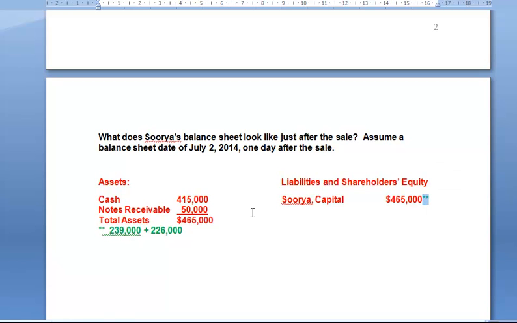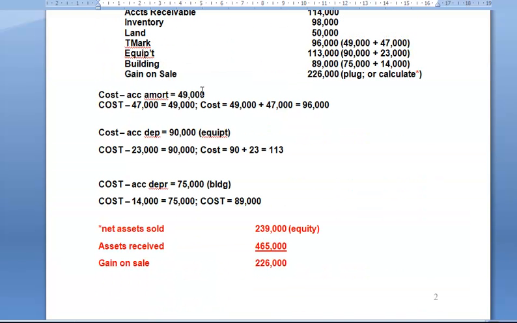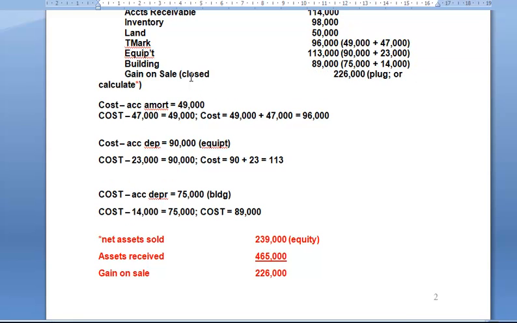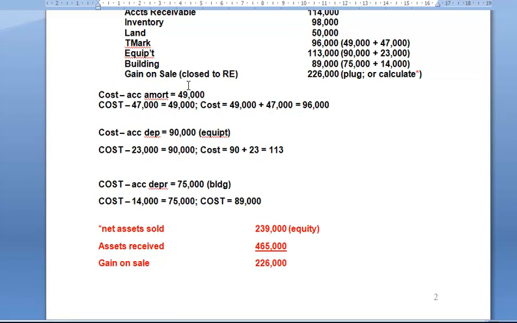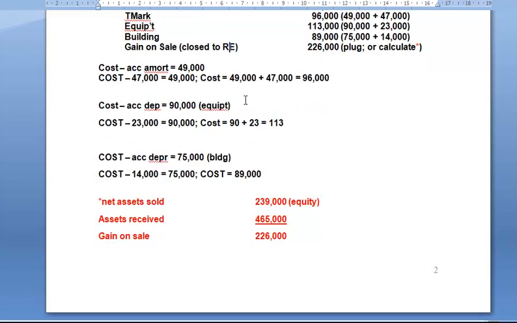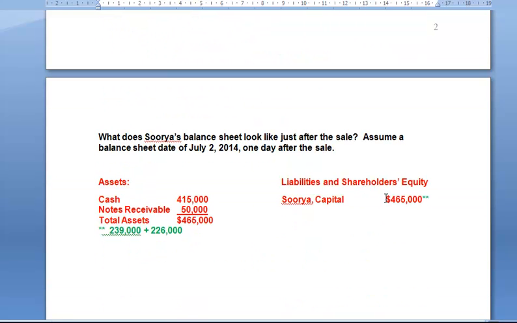Now, how did we get that? Well, their opening capital balance was $239,000, and don't forget the gain that we booked here is going to get closed to retained earnings. So you have to remember that at their year end, or once the sale was finished, they would have closed that gain to their retained earnings and updated it. So you are going to have a balance sheet that's in balance.